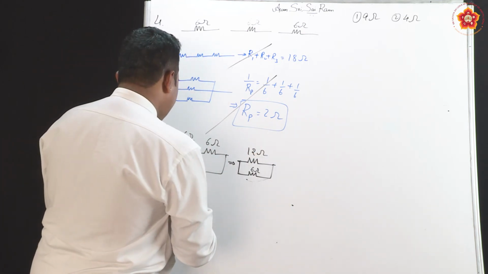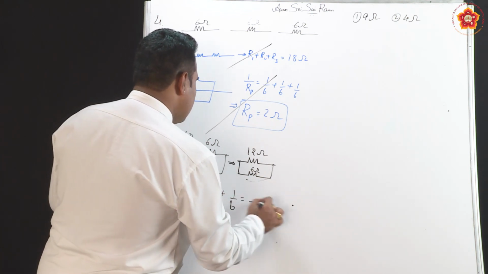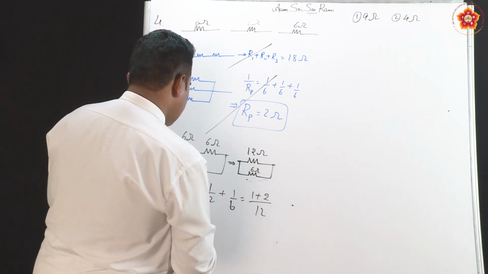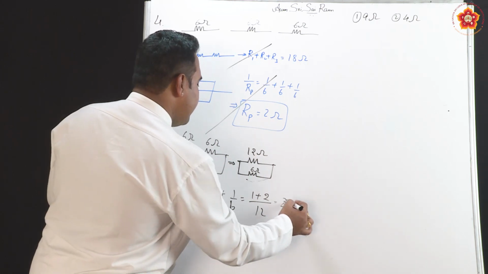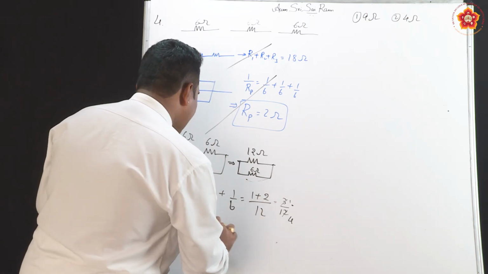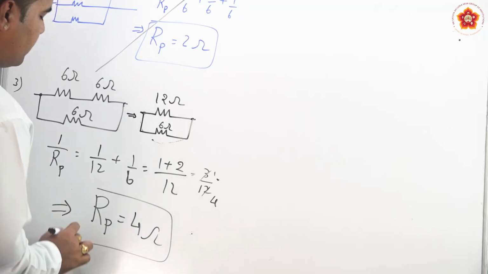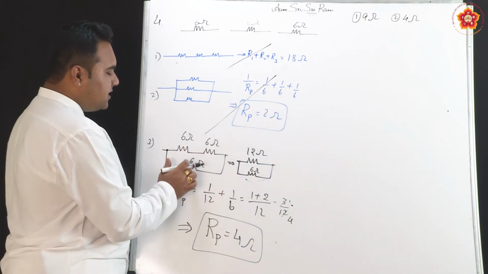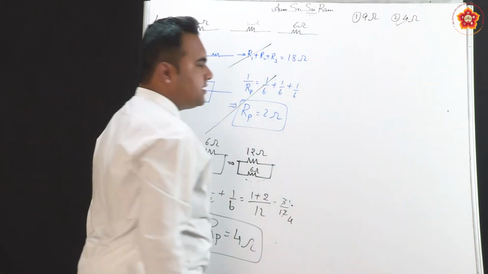So 1 by Rp will be 1 by R1 plus 1 by R2, 1 by 12 plus 1 by 6. The LCM is 12, so 3 by 12 or 1 by 4. So 1 by Rp is 1 by 4. That implies Rp, the final resistance in parallel we get here, is 4 ohms, and this is the desired result, because if we combine the 3 resistors in this way, we are achieving 4 ohms. So this part of the question is taken care of.